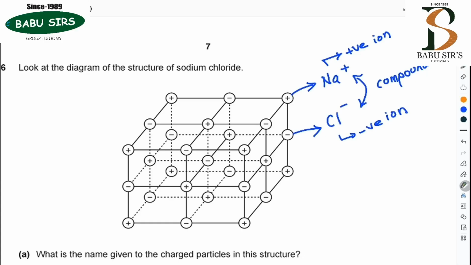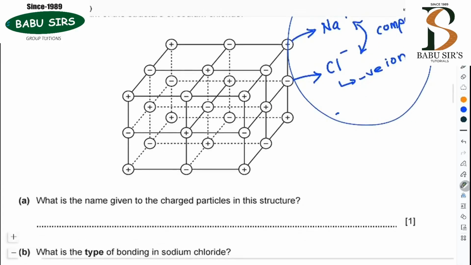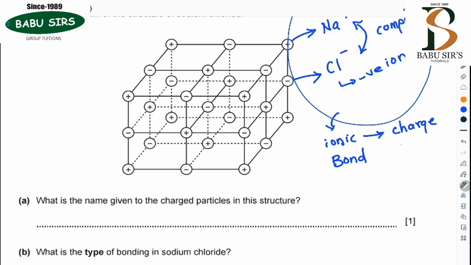When we see bonding of positive and negative ions, it is called an ionic bond. Now what is the meaning of ionic? Ionic is something which is having charge. Charge can be positive or negative. So we'll start with the questions. What is the name of the charged particle in the structure? Anything which is having a charge is called an ion.